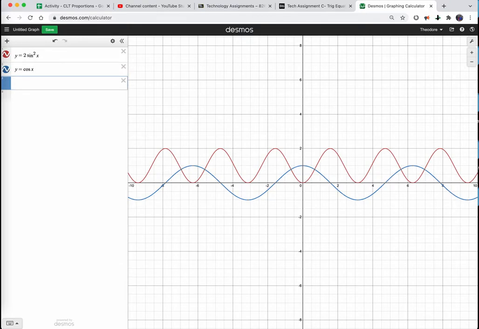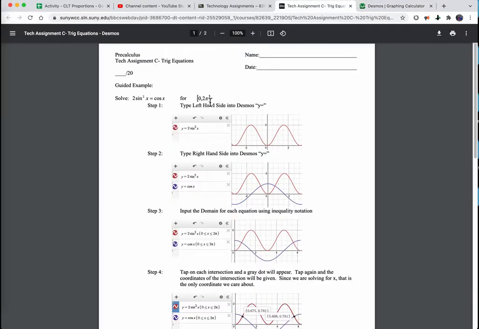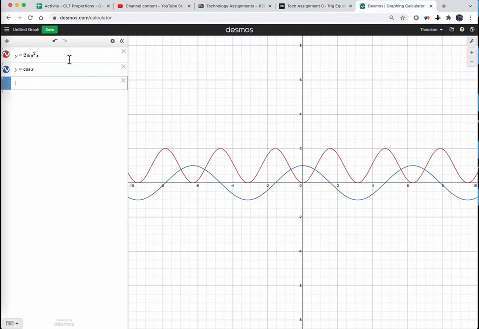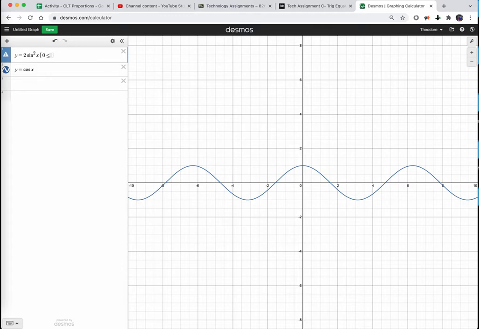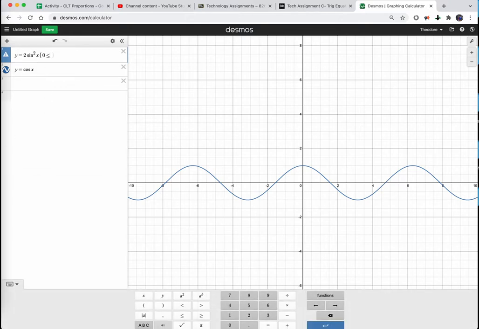All right. Now what we want to do is restrict these graphs to the appropriate domain. This one's going from 0 to 2 pi. So I only want to go from 0 to 2 pi for each piece of this equation, the left side and the right side. So using inequality notation, I'll type in 0 is less than or equal. If you do the less than symbol, so shift comma, followed immediately by an equal sign, that's a nice keyboard shortcut for less than or equal. Otherwise, you go into this Desmos keyboard and just pull it up from there.